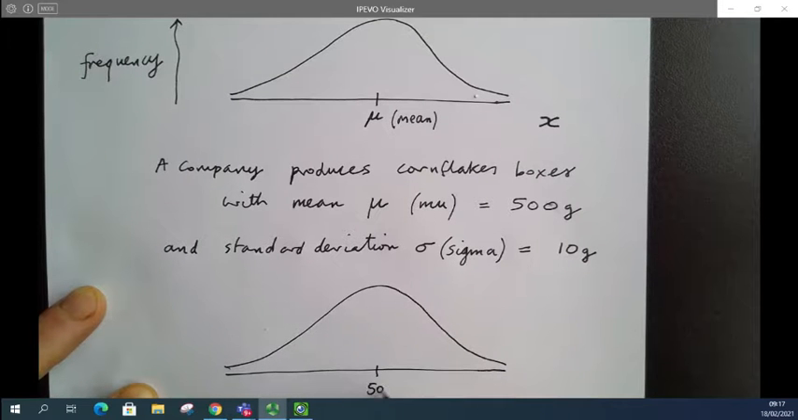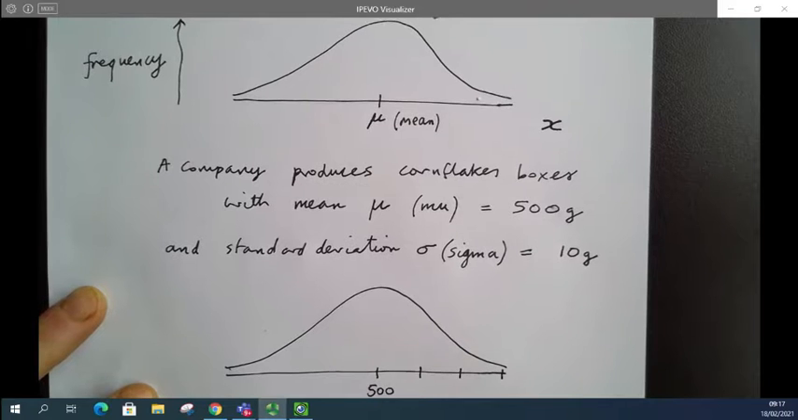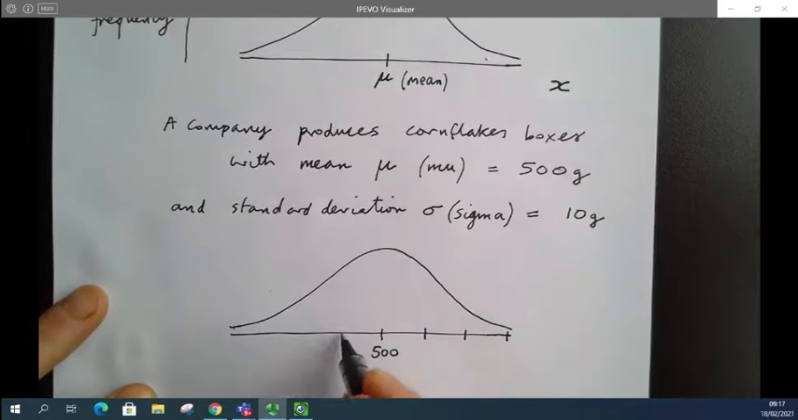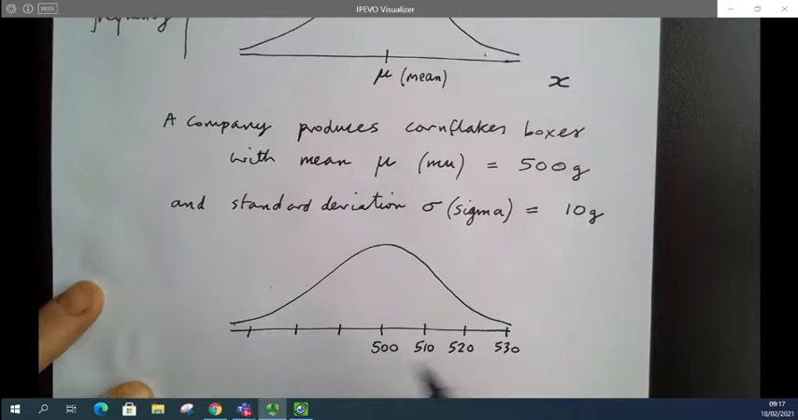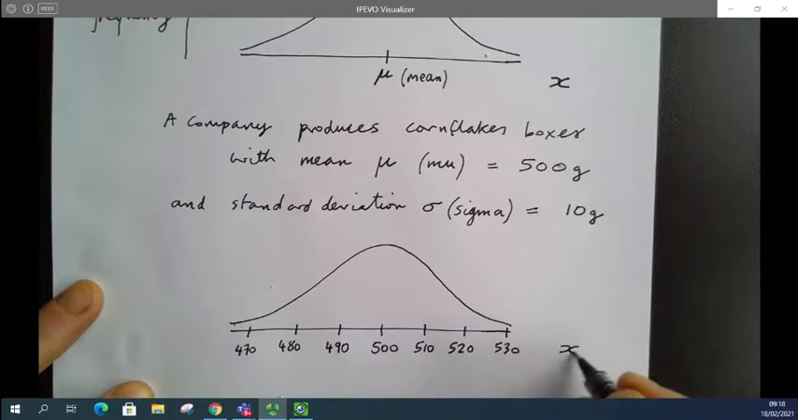So we have the mean in the middle, and you always have 1, 2, 3 standard deviations to the right, and 1, 2, 3 standard deviations to the left. And if the standard deviation is 10, then we can put on these x values here the weights which correspond to 1 standard deviation above, 2 standard deviations above, 3 standard deviations above. So these are our x values.